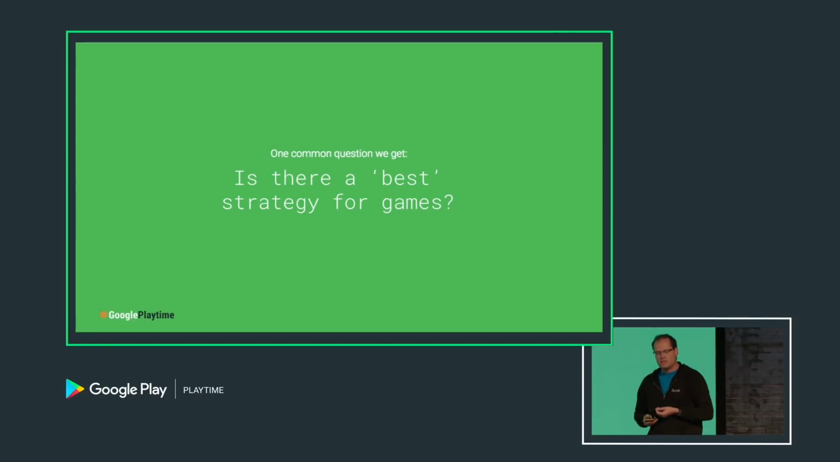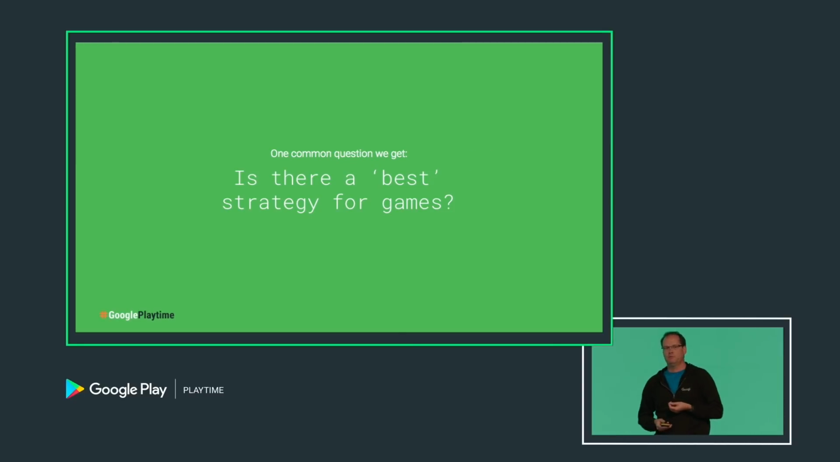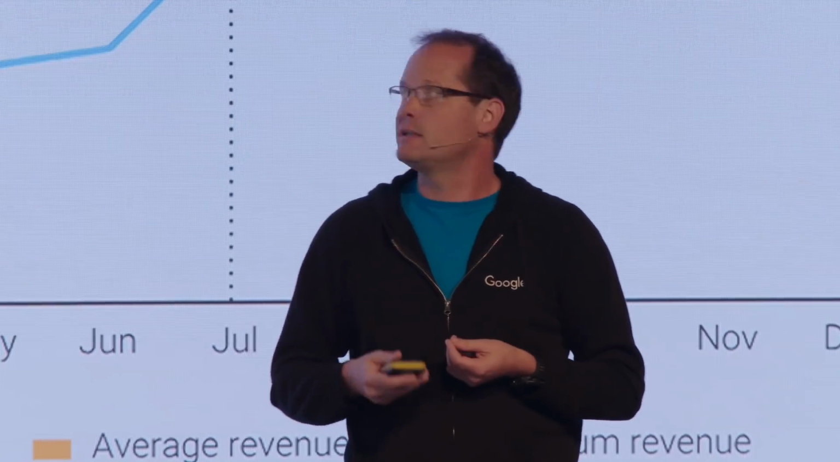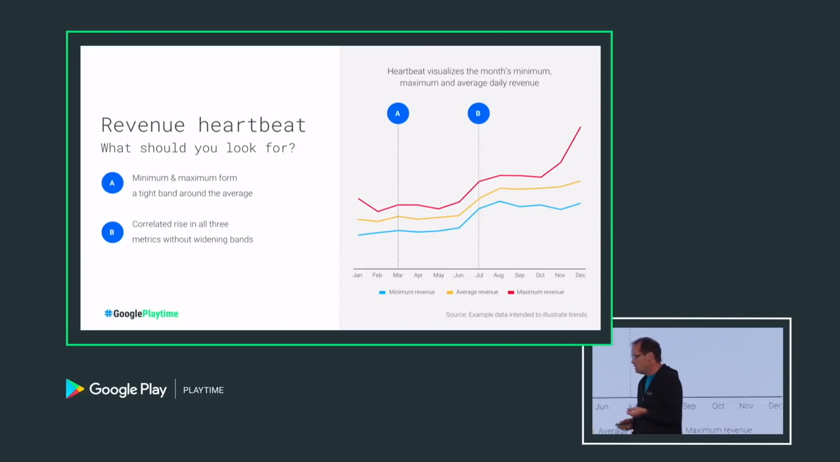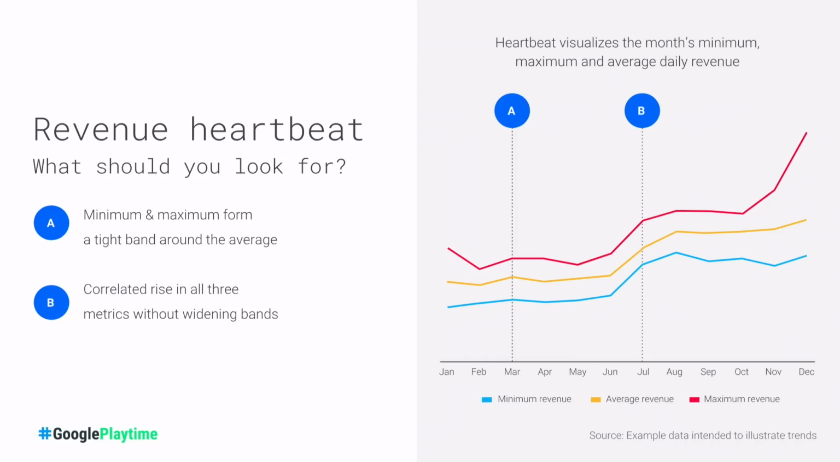But one of the strategies that you can use to understand how your LiveOps is performing is a monitoring technique we call the revenue heartbeat. And what the revenue heartbeat does, in any given calendar month, is calculate the minimum revenue day, the maximum revenue day, and the average revenue for the month. And then if you plot it over time, you get a visualization like what you see here.